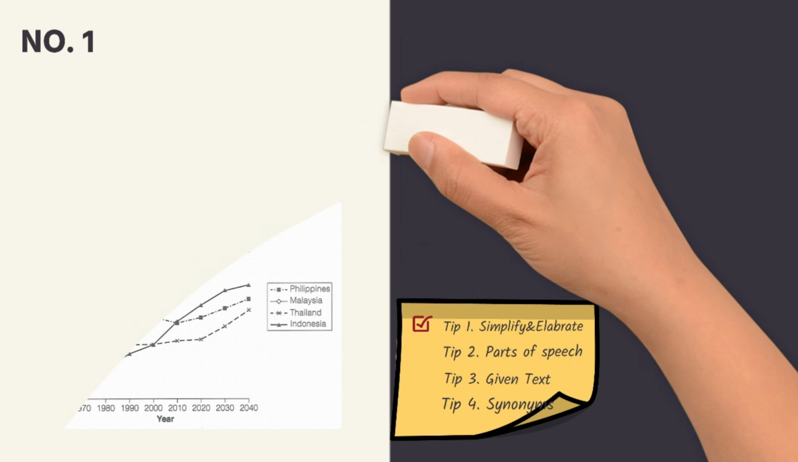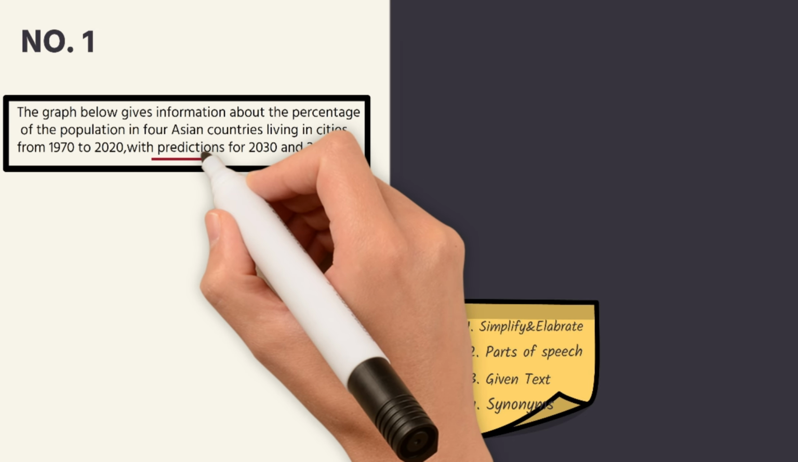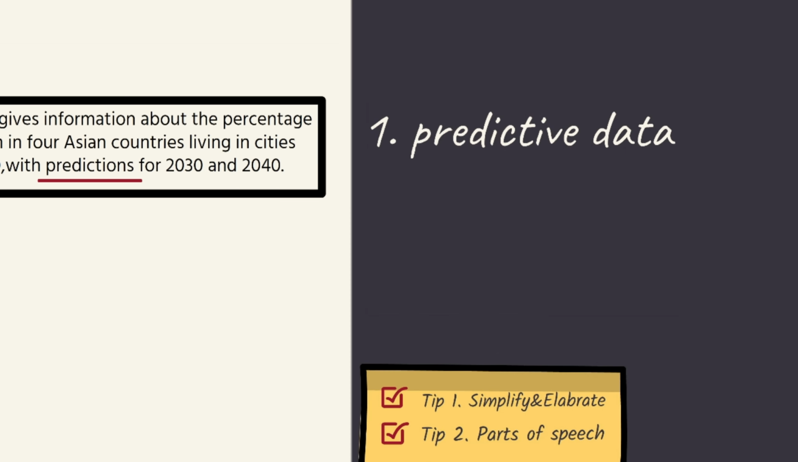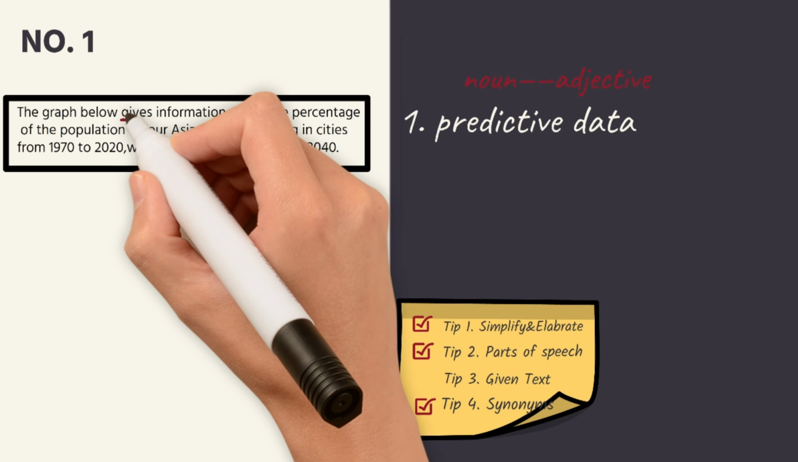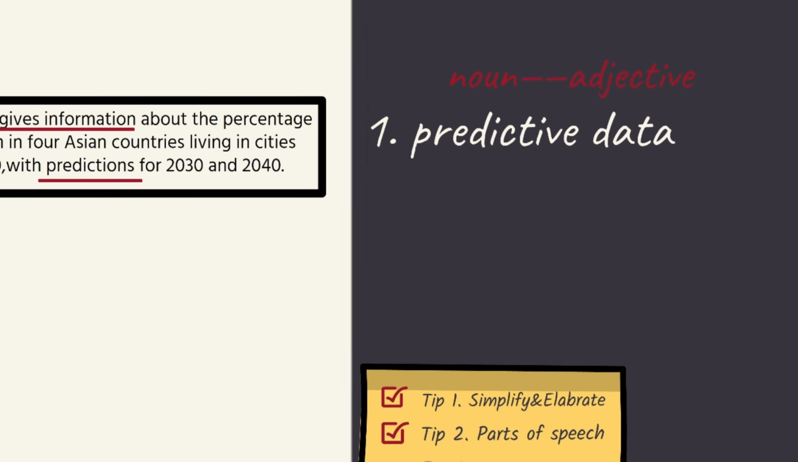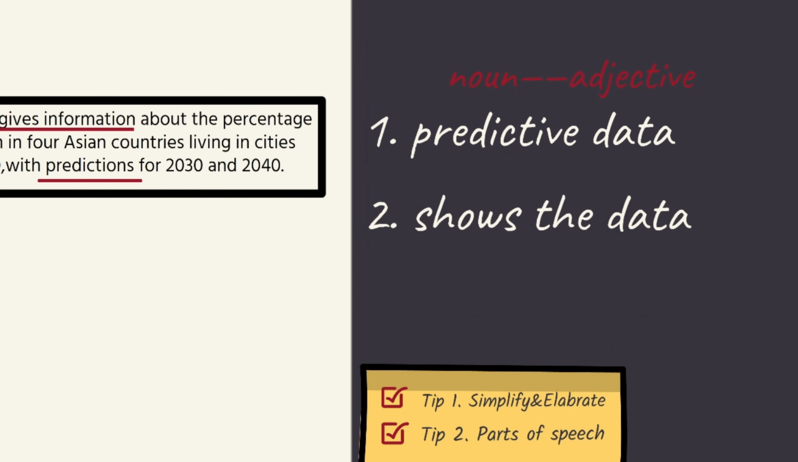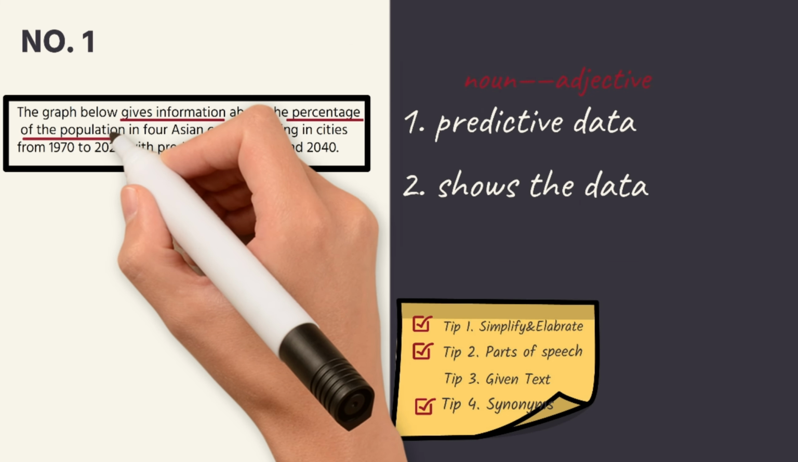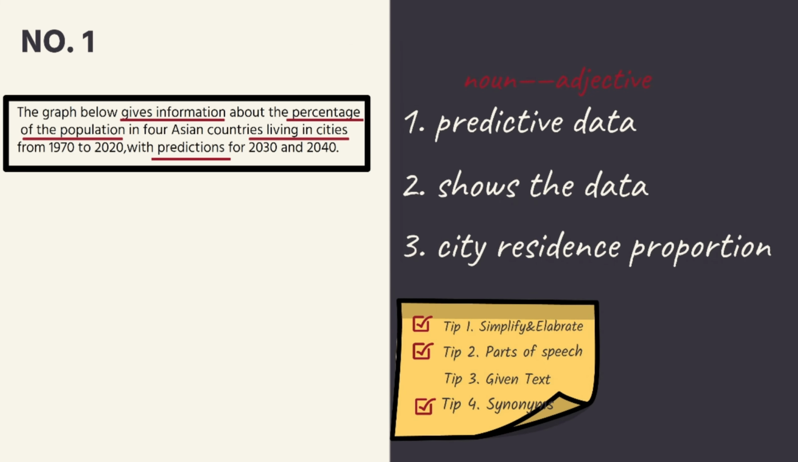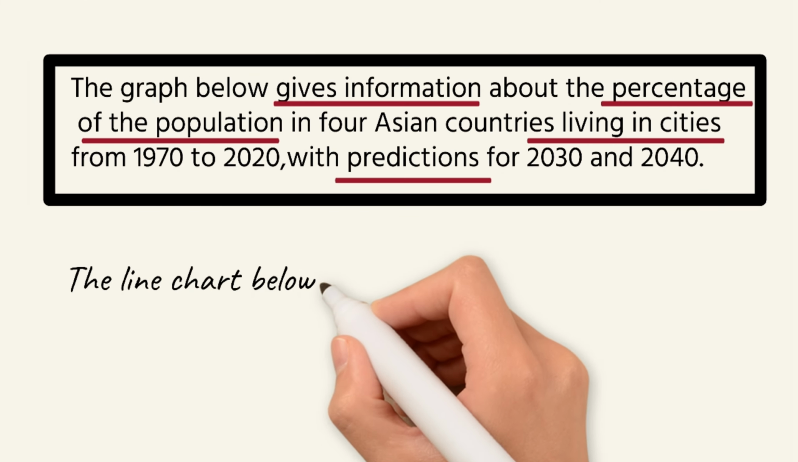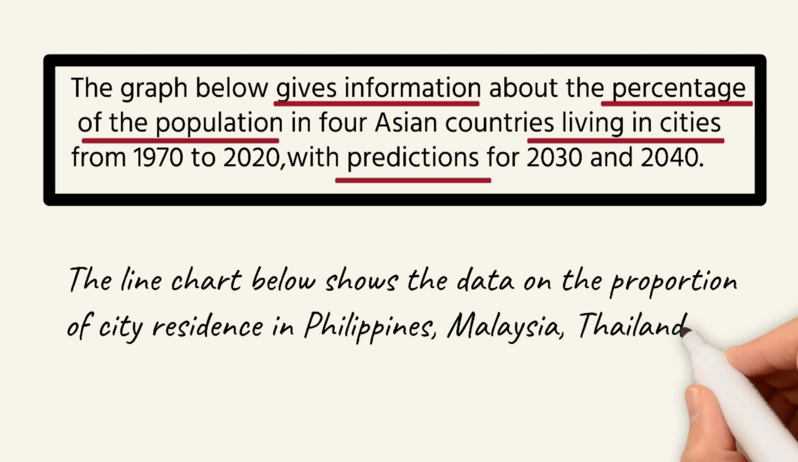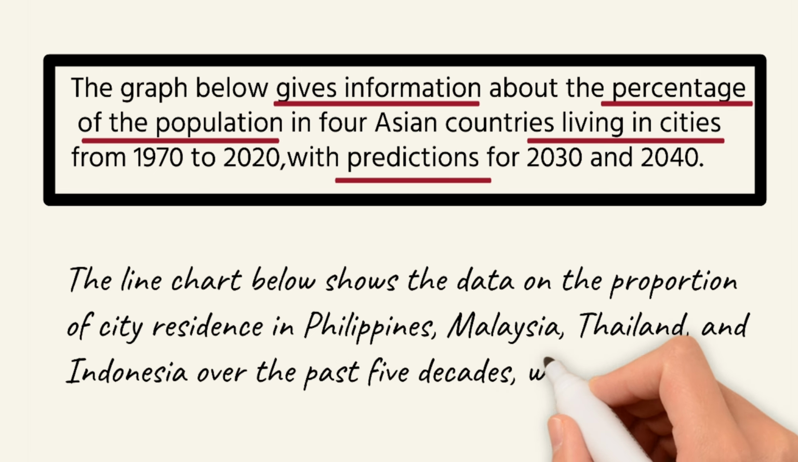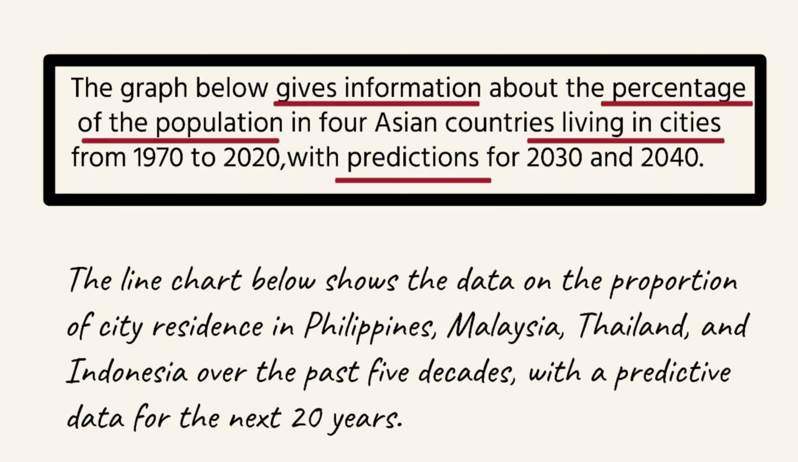Tip 2. Changing parts of speech. Replace prediction with predictive data, turning a noun into an adjective. Tip 3. Synonyms. Give information to show the data. Replace percentage of the population living in cities with city residents proportion. So the revised sentence could be: the line chart below shows the data on the proportion of city residents in Philippines, Malaysia, Thailand, and Indonesia over the past 5 decades, with predictive data for the next 20 years.